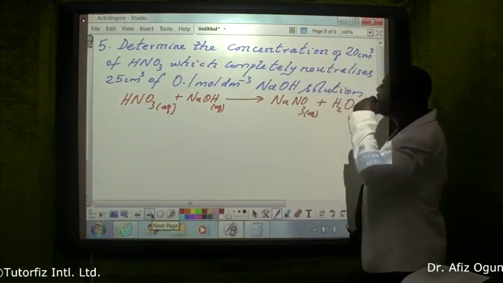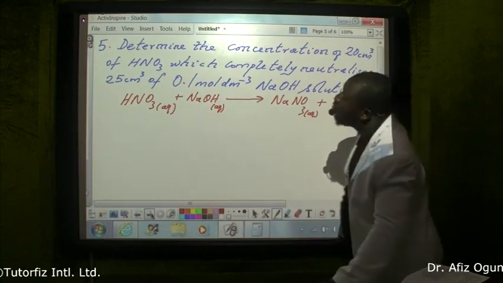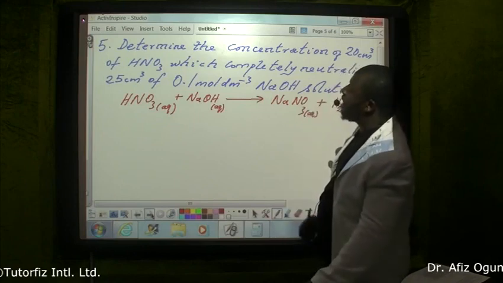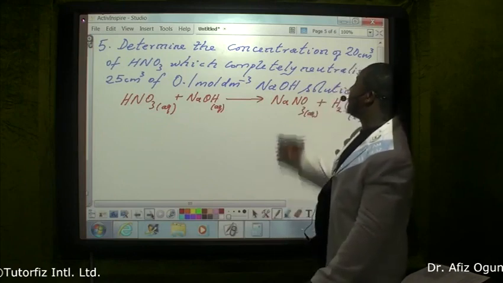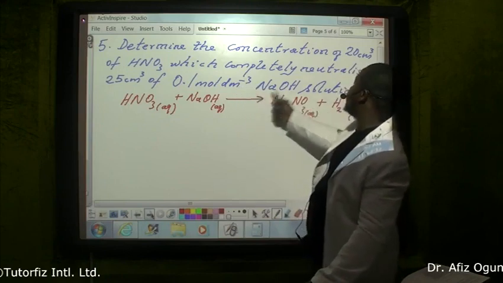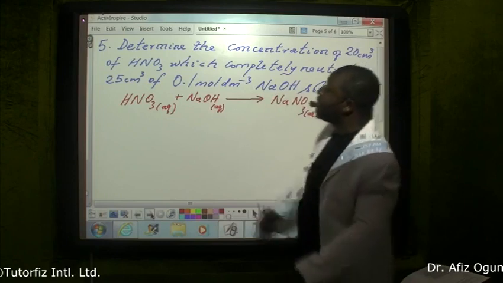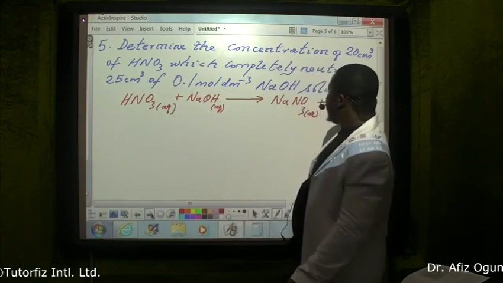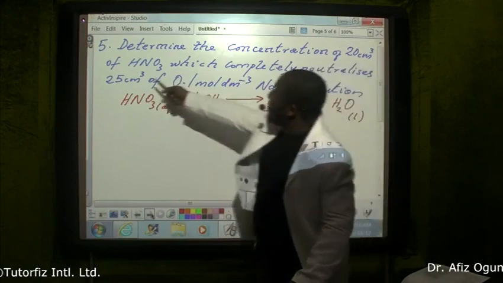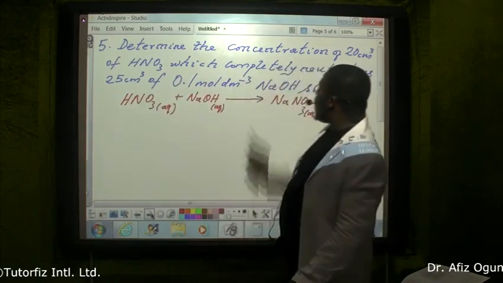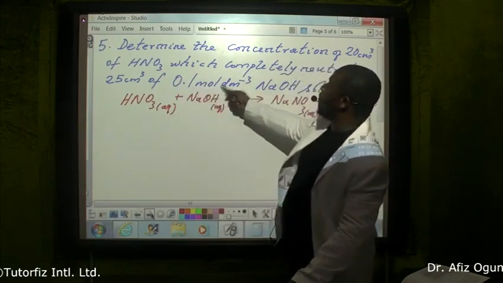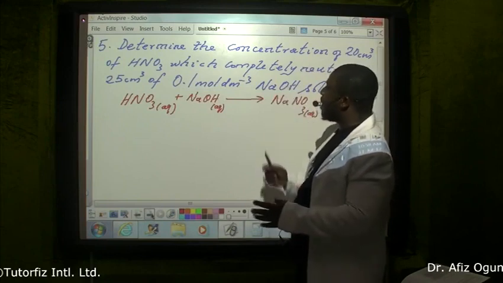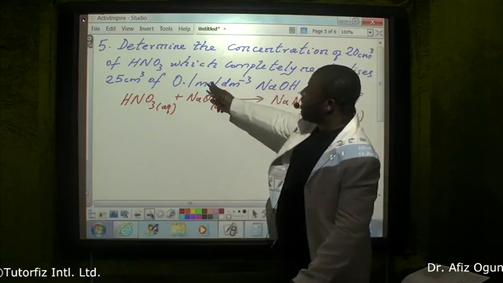Determine the concentration of 20 cm cube of nitric acid, which completely neutralizes 25 cm cube of 0.1 mole per dm cube sodium hydroxide solution. I have the acid in my burette, and I do not know the concentration. And I have 25 cm cube of a known concentration of sodium hydroxide in my pipette. I pipetted it, as I taught you the other day in titration, and I drop it into my conical flask. Then I added my indicator.